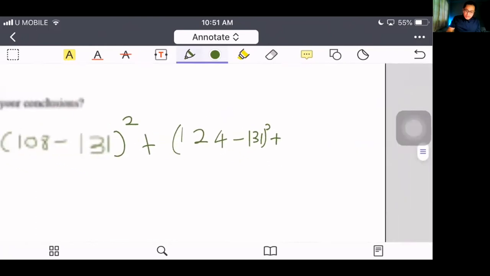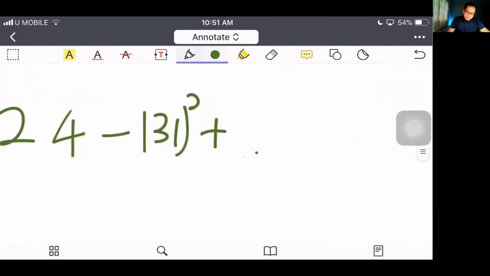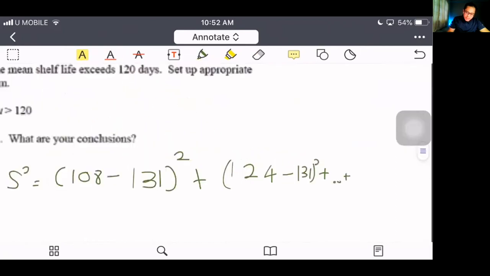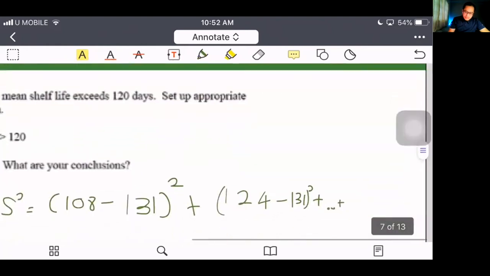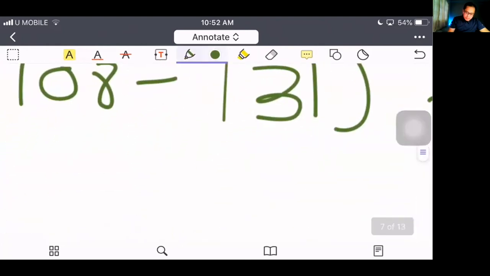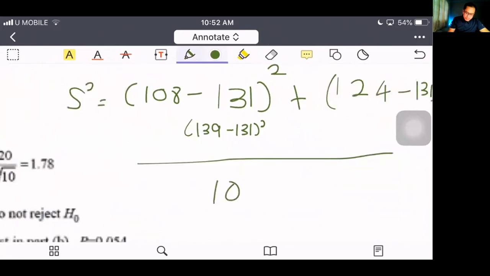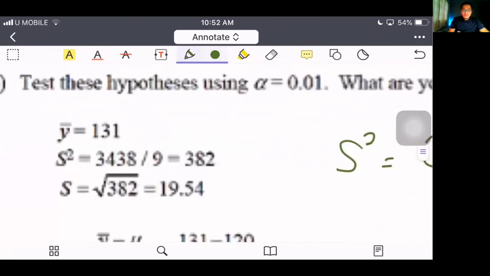If you have 10 numbers, you have to do it 10 times. In the exam, you can write this whole bunch of numbers, but I will allow you to use dot, dot, dot. Then plus the last number, 139. Can you see that, 139? So I'm going to write 139 minus 131 squared, and this whole thing is divided by 10 minus 1. Therefore, it is 3438 minus 9, and you get 382.